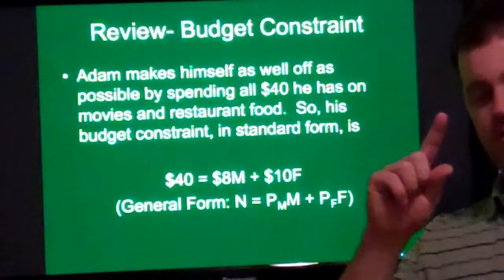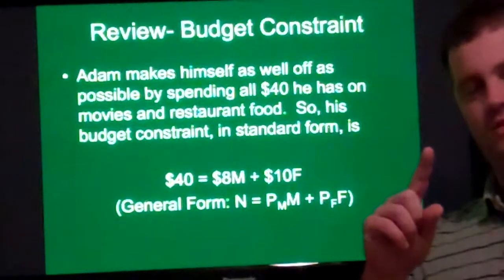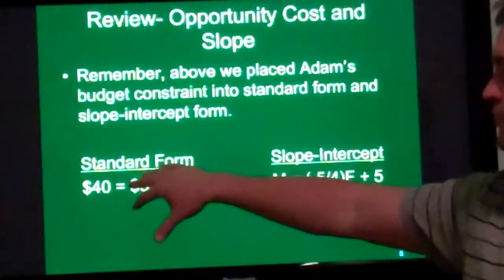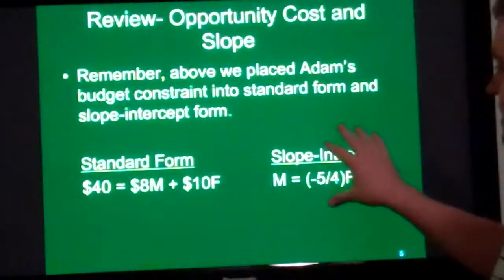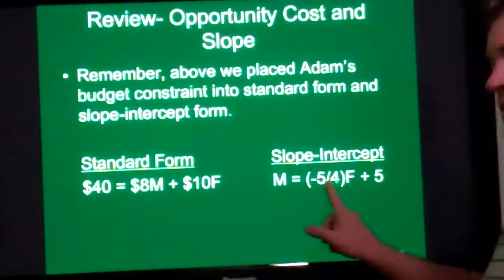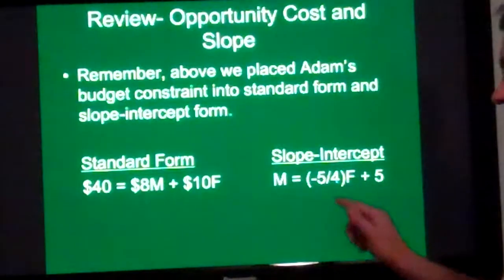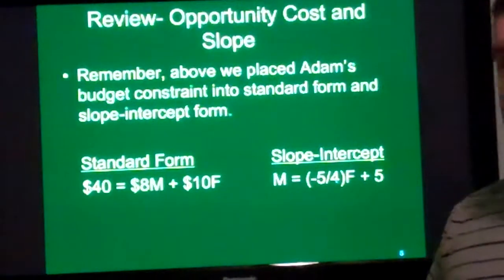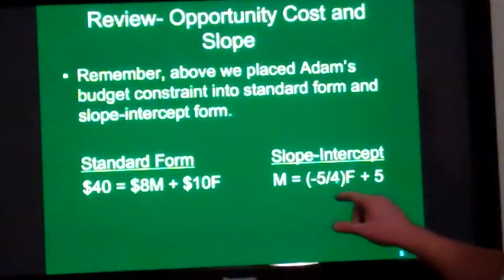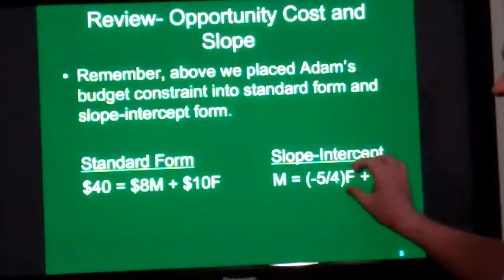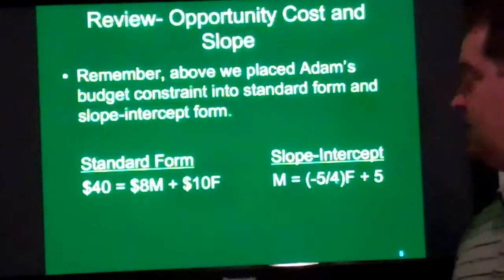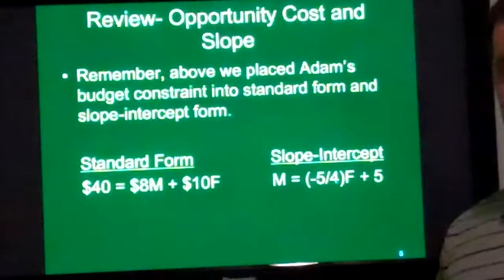So in order to construct a budget constraint, we needed the prices of the 2 goods that we want to consume and income. After we did that, we had a standard form budget constraint. We saw how to do that in video 1. Then in video 2, we took that standard form budget constraint and turned it into slope-intercept form to show that this coefficient in front of this variable is the opportunity cost of consuming food. How many movies does the consumer have to give up when he wants 1 more unit of food? That coefficient tells us that given the prices we face, every time Adam wants 1 more unit of food, he has to give up 5/4 of a movie.